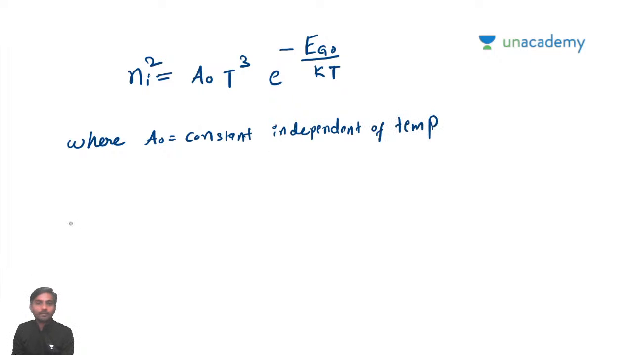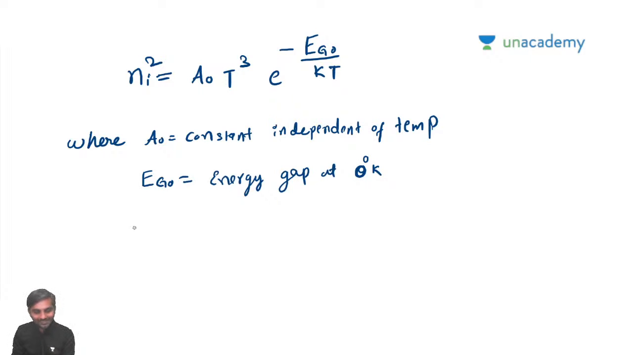A constant which is independent of temperature. Then what is Eg naught? Eg naught is going to be the energy gap at 0 degrees Kelvin. Energy gap at 0 degrees Kelvin.